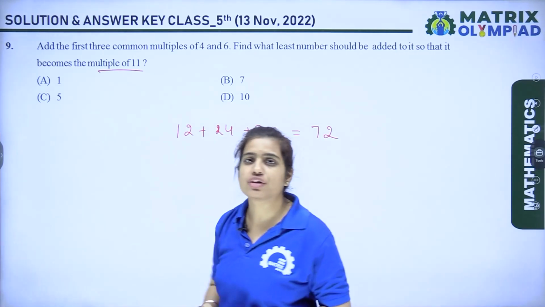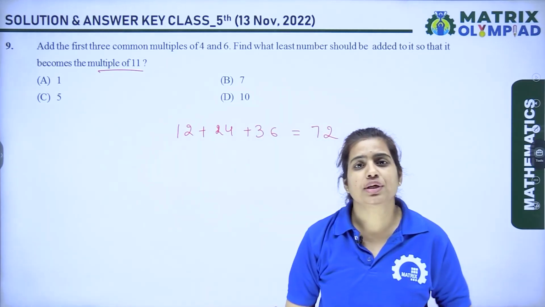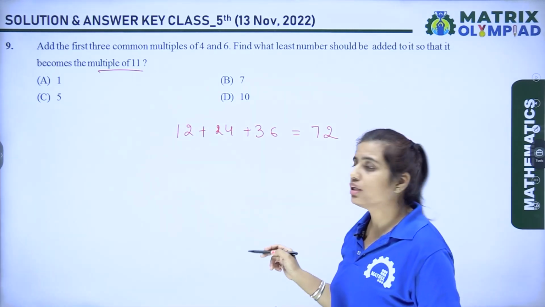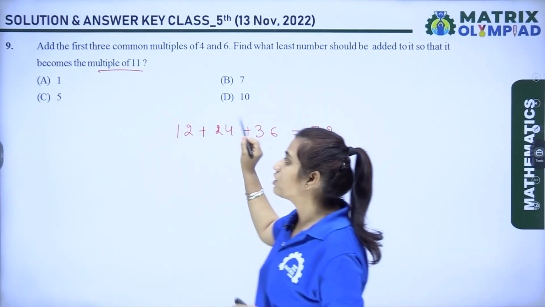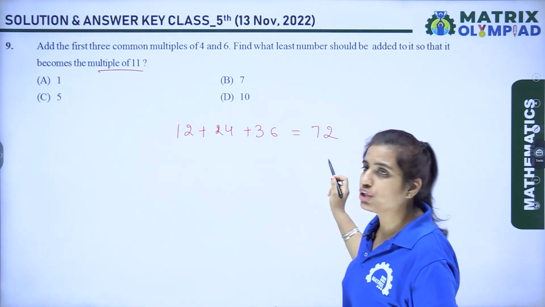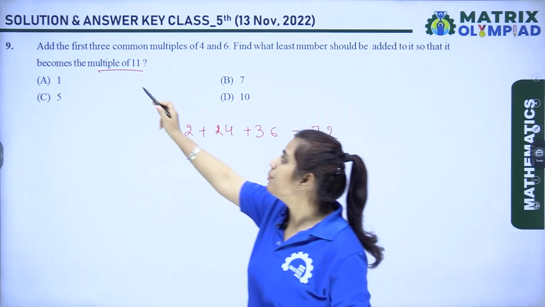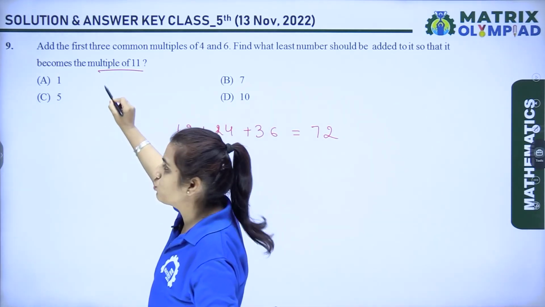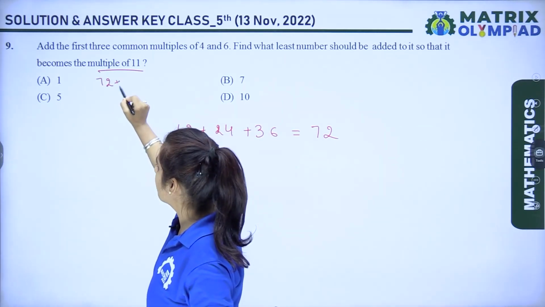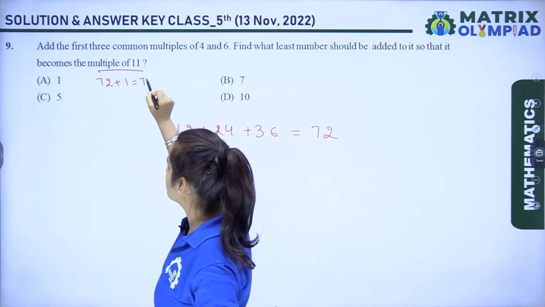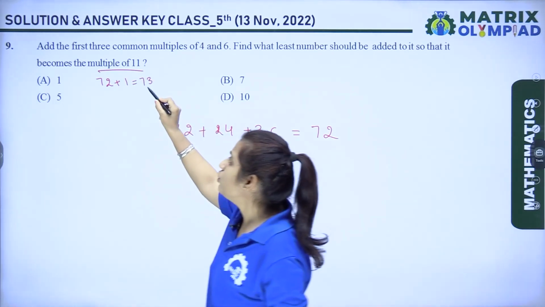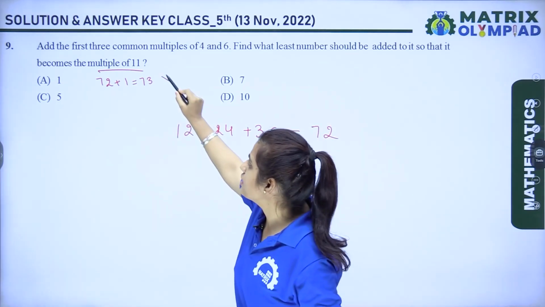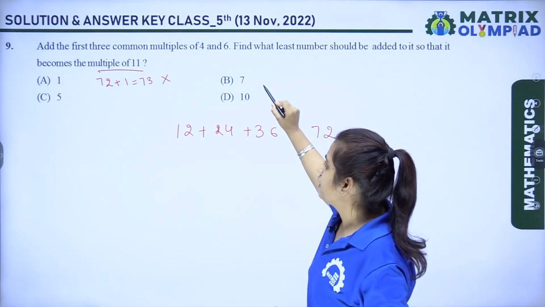the multiple of 11. So applying the divisibility rule of 11, let's check one by one which option best suits 72 so that the new number will become a multiple of 11. So in the first option it is 1. Let's add 72 plus 1 is equal to 73. So 73 is not following the divisibility rule of 11. So option A is not correct.